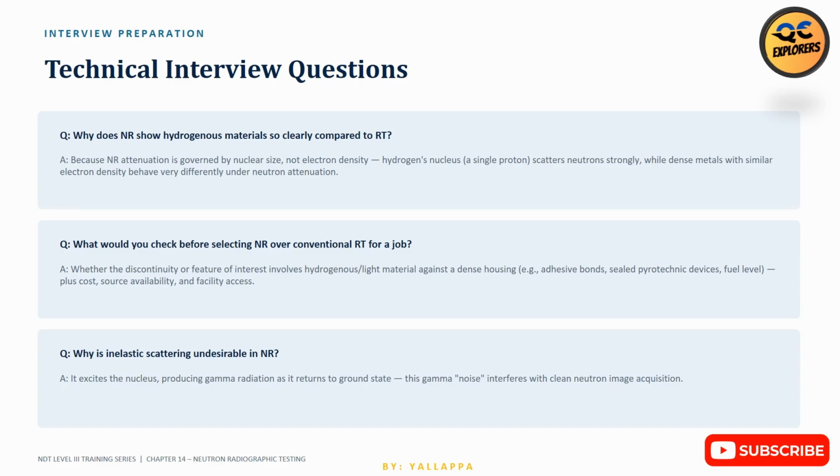When answering technical questions, follow a simple structure. First, explain the scientific principle. Second, relate it to the inspection process. Finally, describe its practical industrial application. This approach demonstrates not only technical knowledge, but also engineering judgment, which is exactly what employers expect from a Level III professional.